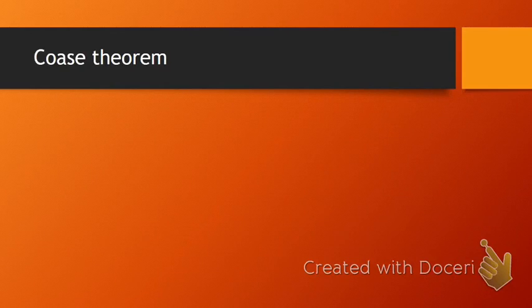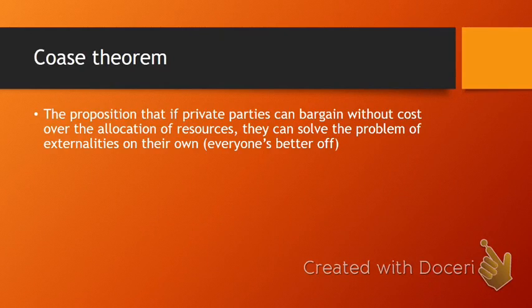Coase theorem. The Coase theorem says the proposition that if private parties can bargain without the cost of reallocation of resources, they can solve the problem of externalities on their own. Everyone's better off. So if these arrangements, like between the apple grower and the beekeeper, can be made, it helps the economy. It helps society. Everybody's better off if these type of relationships are formed.